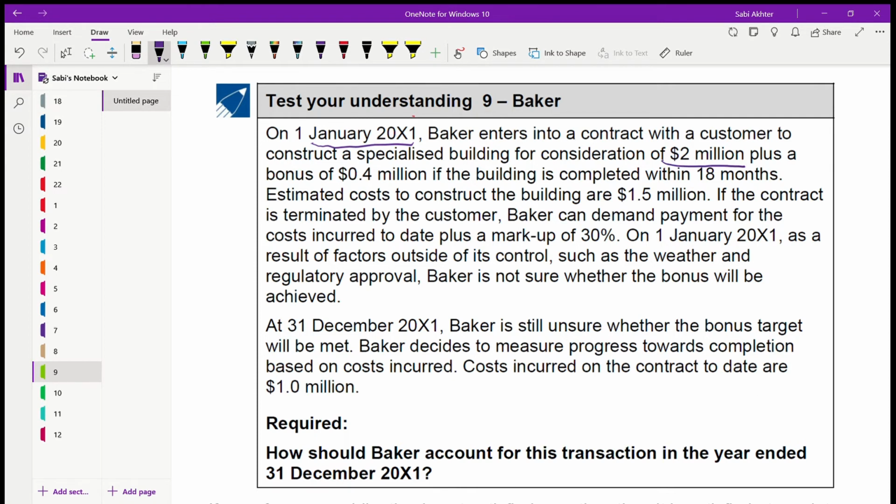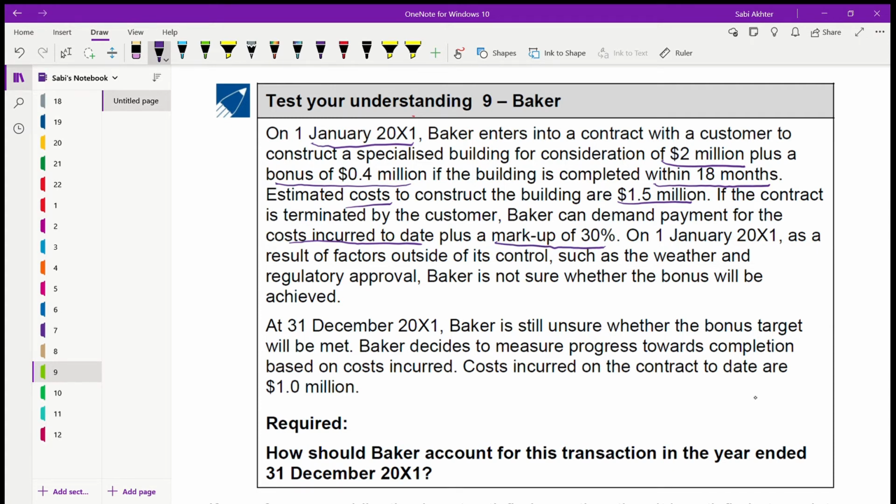Plus a bonus of 0.4 million, if the building is completed within 18 months. The estimated cost to construct the building will be 1.5 million. If the contract is terminated by the customer, Baker can only demand payment for the cost incurred to date, whatever the cost incurred up to that date when the customer has stopped them, plus a markup of 30%.